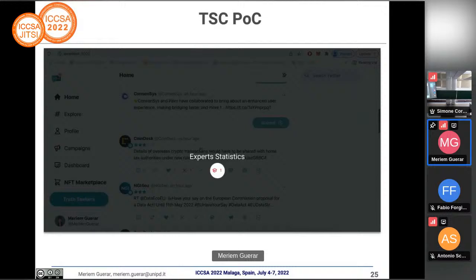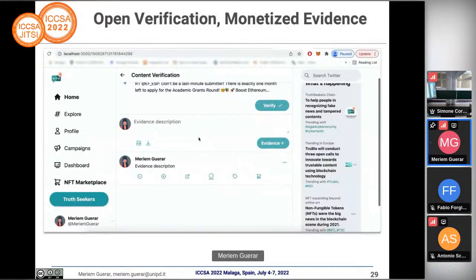This shows how many experts voted true or fake. This allows the users to create a campaign in order to encourage the verifiers to contribute in the verification process of the post. This is to show the engagement history, who did what and when. And the last button is for accessing the verification page where the user can verify the post using machine learning or human-based tools.